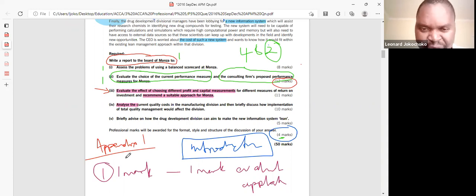So let's evaluate the effect of you choosing different profit and capital measures. Again, while we're evaluating here, as in almost all my questions, I start by discussing the theory behind it. I introduce my concept. And there is no difference in item number 3. I'll still use the same approach.